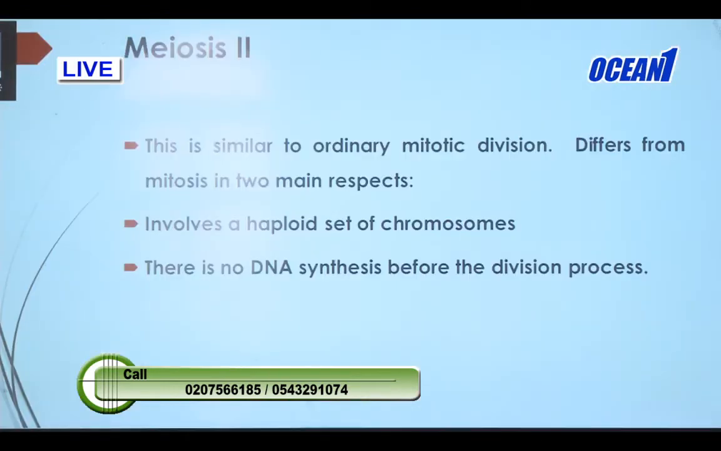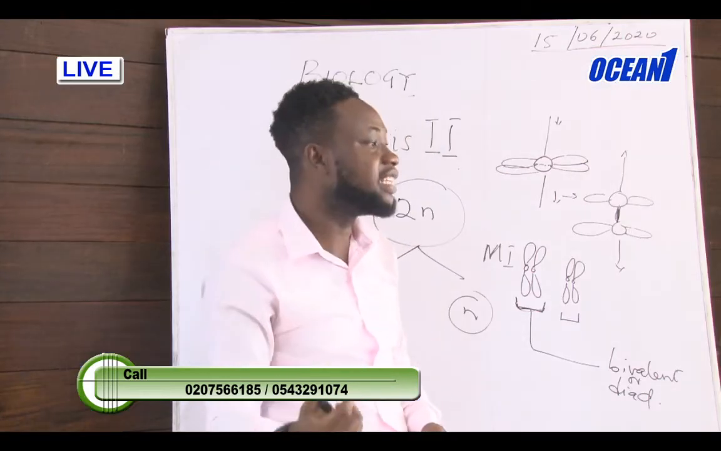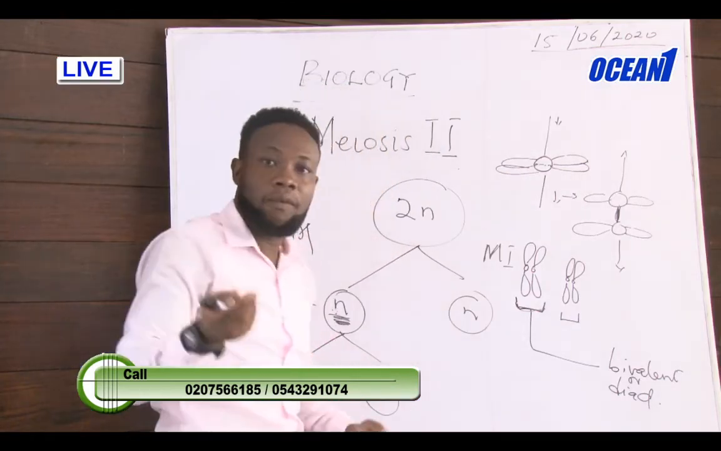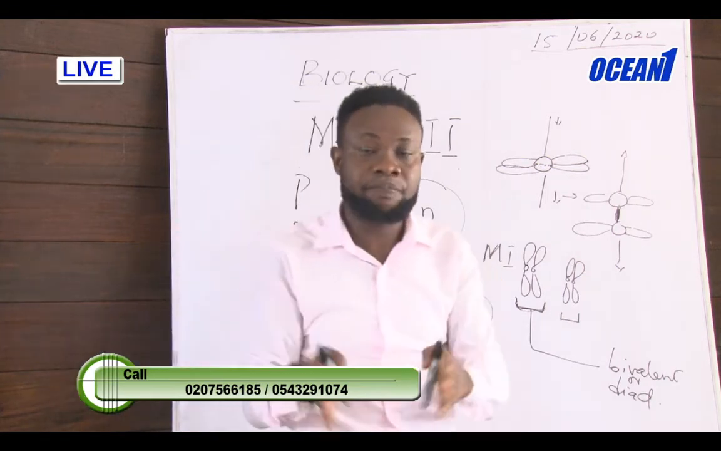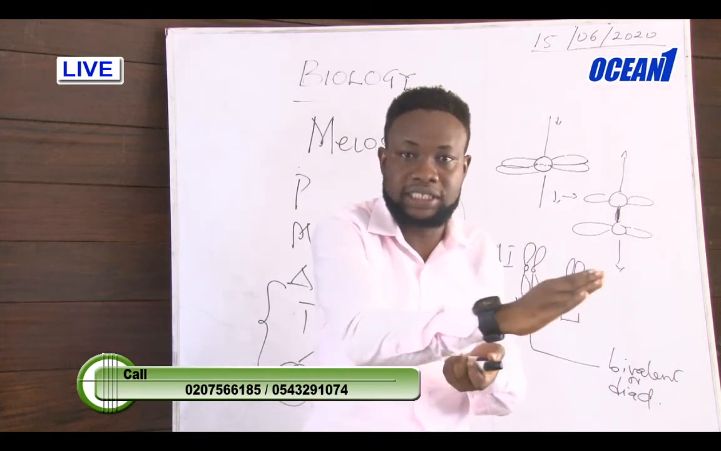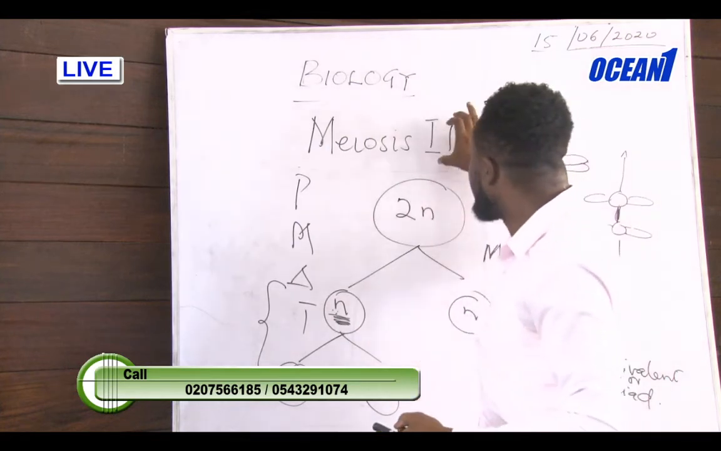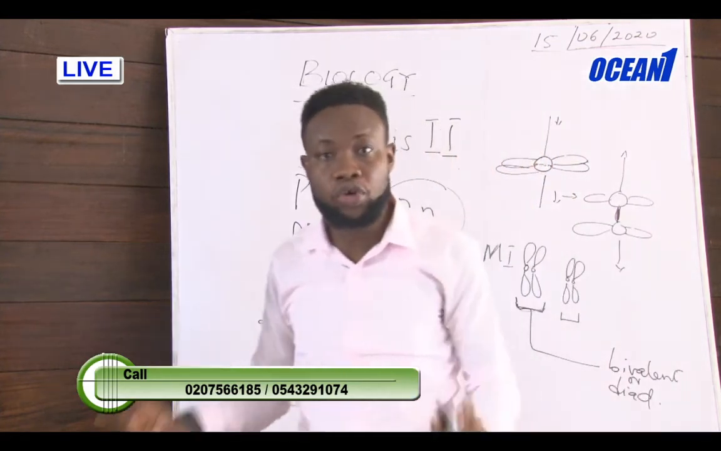So we said that it also involves a haploid set of chromosome number. But the difference is that there is no DNA synthesis before the division process. That is why I told you that it is an interkinesis which lacks the S phase. So with what we've said, if we revise our lesson on mitosis, we are good to go with meiosis 2.